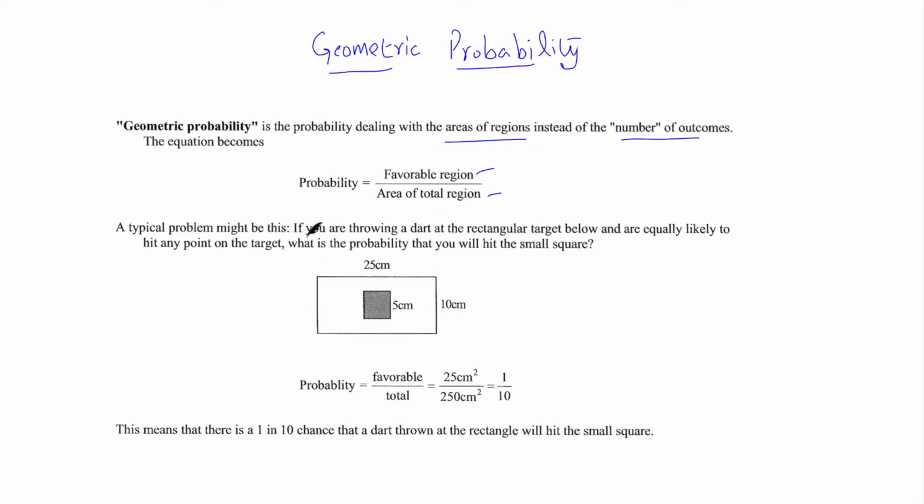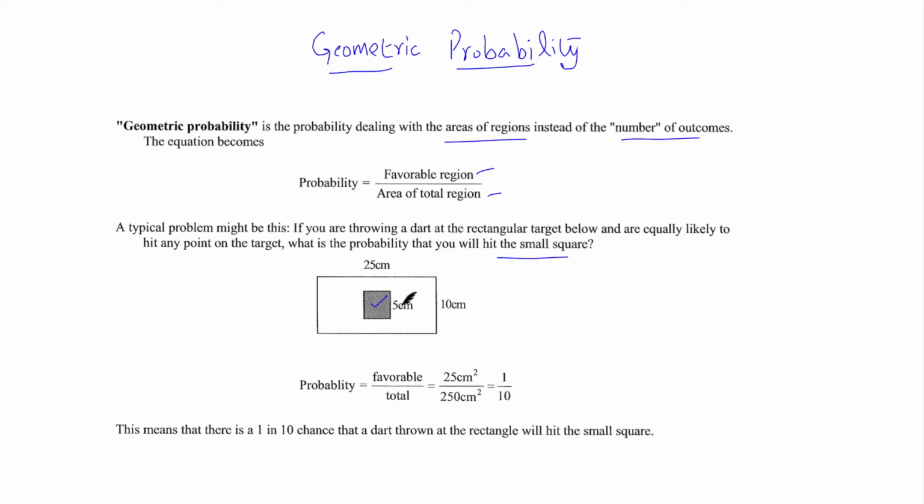A typical problem might be this. If you're throwing a dot at the rectangular target below and are equally likely to hit any point on the target, what is the probability that you will hit the small square? So the formula is basically the favorable region, which is this.